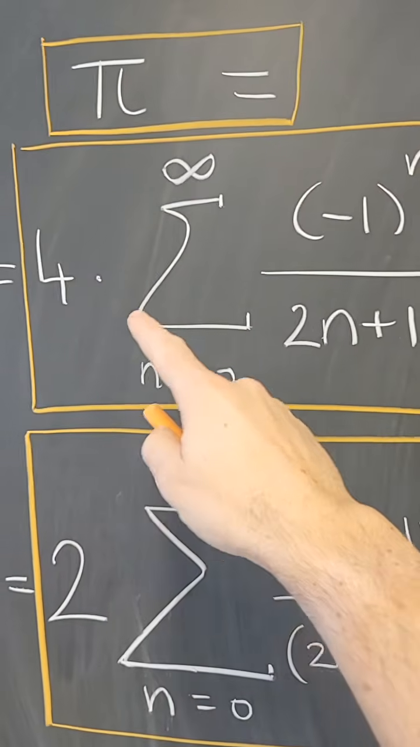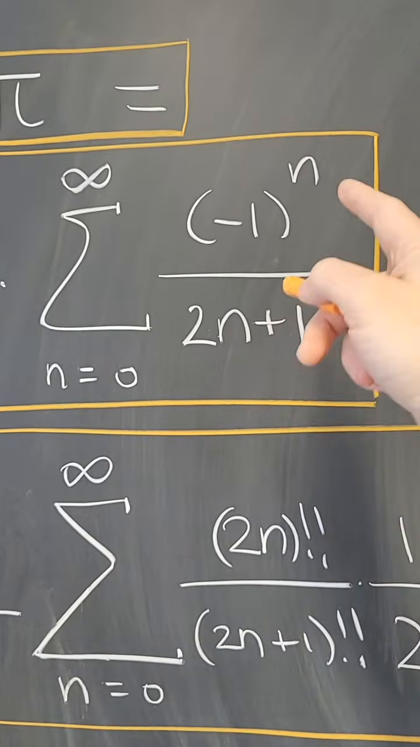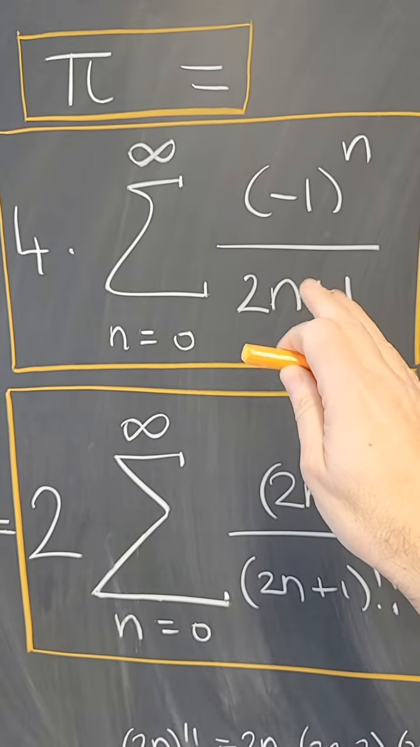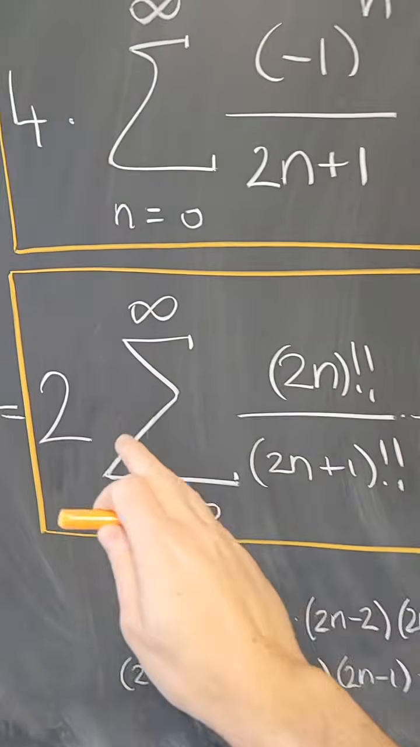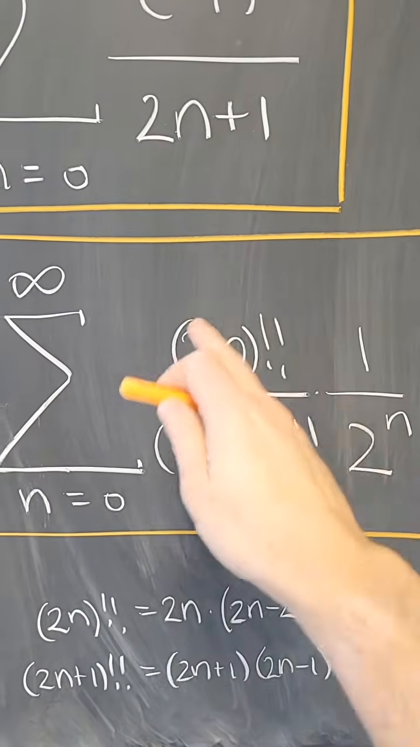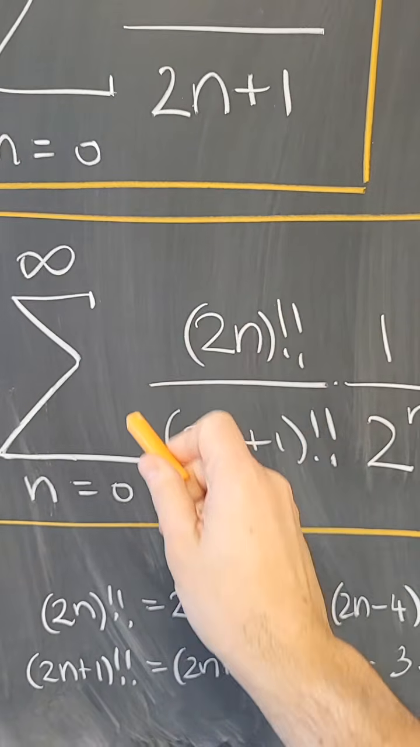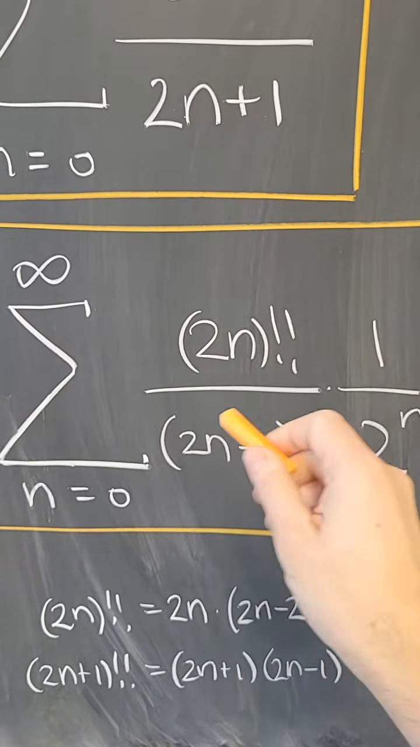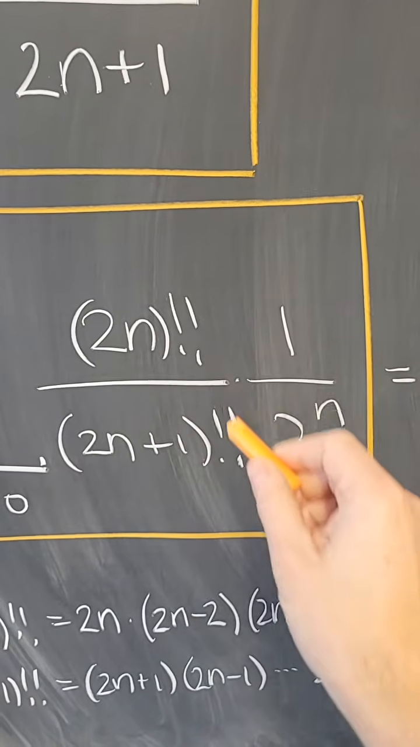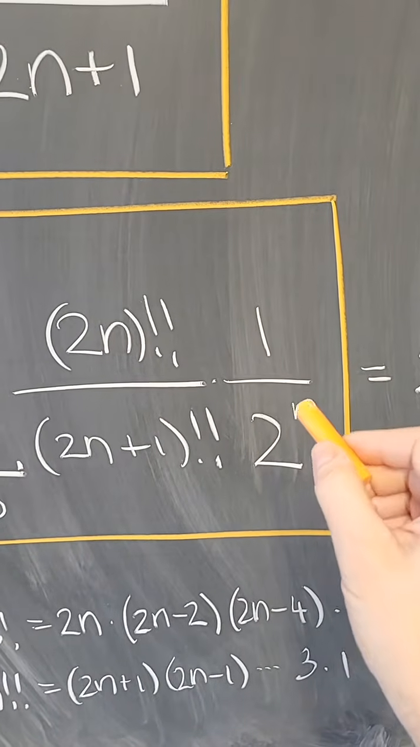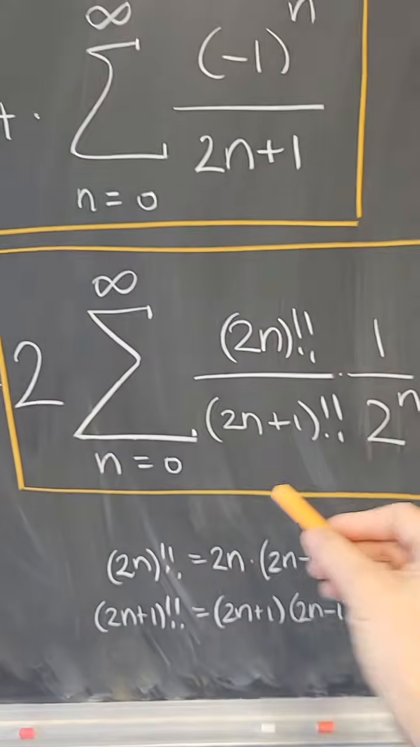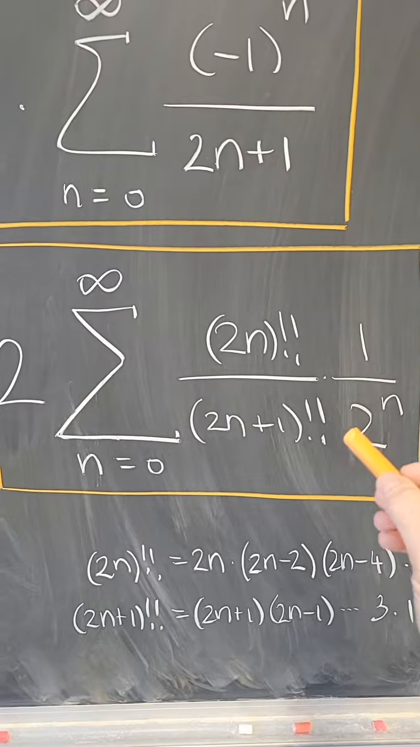This sum is 4 times the alternating sum of 1 over odd numbers, and that one converges pretty slow. And this one is 2 times the infinite sum of, I'll talk about double factorials in a second, but what you need to know is that this term over here converges to 0 slowly, but it goes to 0, times 1 over 2 to the n, which goes to 0 very quickly. So this goes to 0 very quickly, and that means that this thing is going to converge to pi pretty quickly.